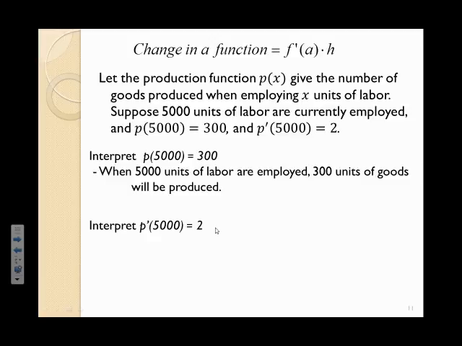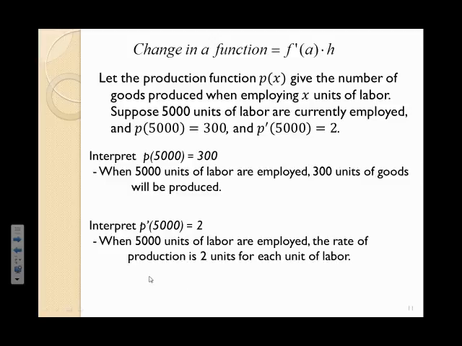But we remember that it's a rate. Rate is always over time, or per something. So it's going to be 2 units produced per unit of labor. x is equal to units of labor. So when 5,000 units of labor are employed, when 5,000 units of labor are worked, the rate of production will be 2 units for each unit of labor. Maybe it's 2 units per person if the unit of labor is a person, or it's 2 units per hour if a unit of labor is an hour.